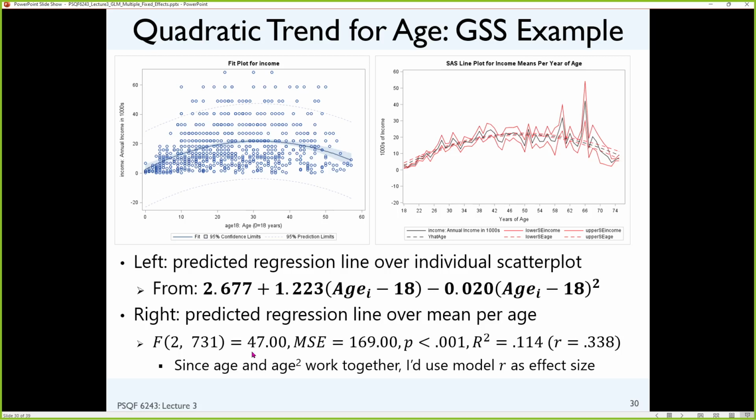If my model was crappy and my slopes basically had nothing to do with my outcome and didn't help at all, F would be 1. Possibly even less than 1. That means I did worse than chance if it's less than 1, but it's always positive because we're in a squared metric here.